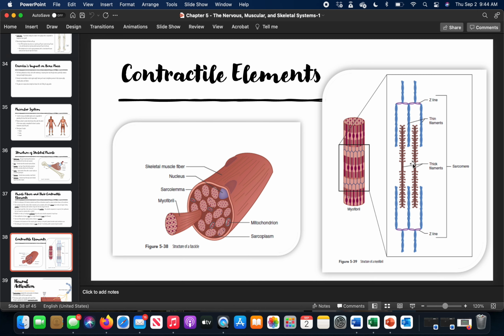The thick filaments in the center with the heads are what we would call myosin, and the thin blue colored ones are what we would call actin. Okay, and all of those are important for, again, shortening and lengthening the muscles.